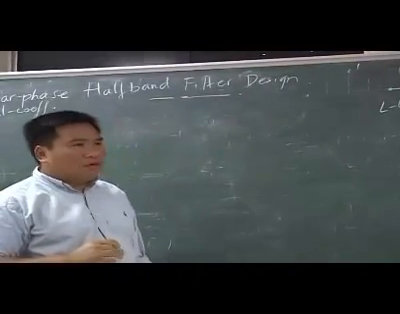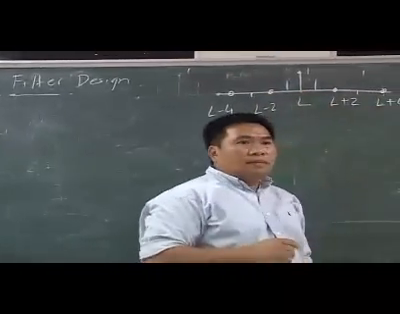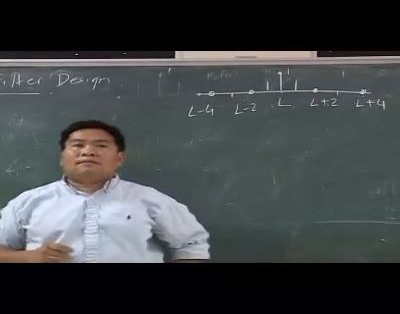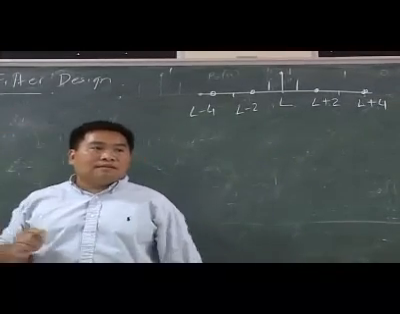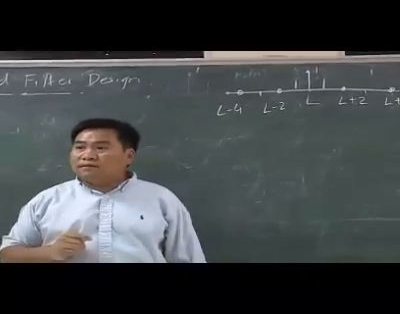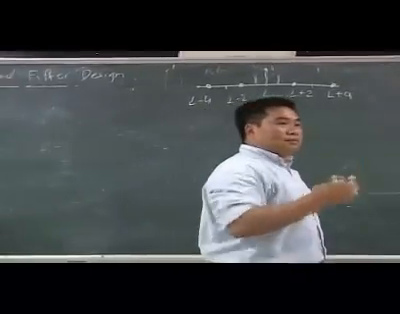But that's hard to do, right? I have to figure out how to choose this location. How do we design our filters? Forget about half band. How do I design a low pass filter? This is a low pass half band, right? How would you design low pass filters using MATLAB?